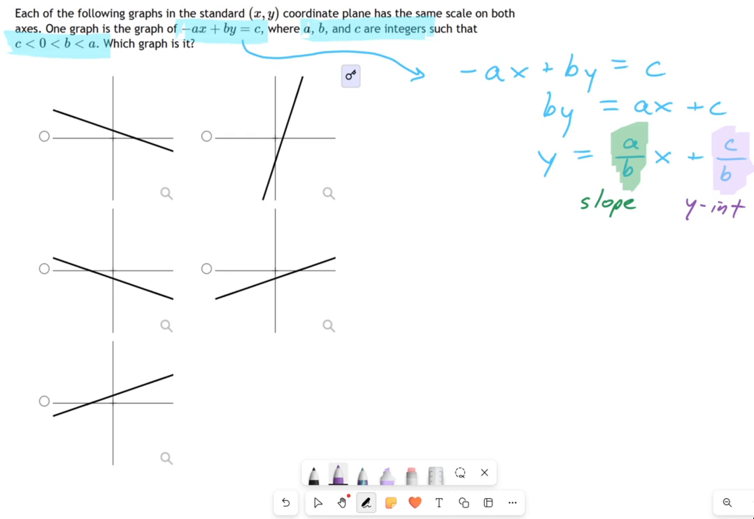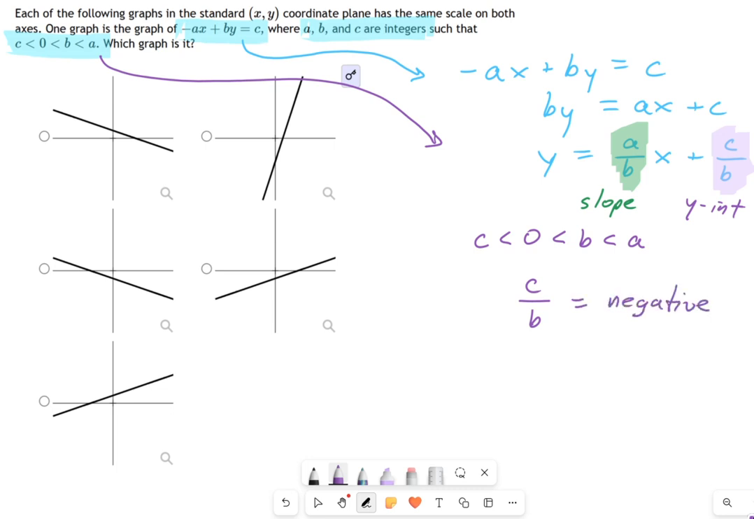And now we're going to pull in this other piece of information over here, where I know that c is less than 0, is less than b, is less than a. So what's that mean? Well, for one thing, c divided by b is a negative, because c has to be less than 0 and b has to be greater than 0. So that means you have a negative y-intercept.